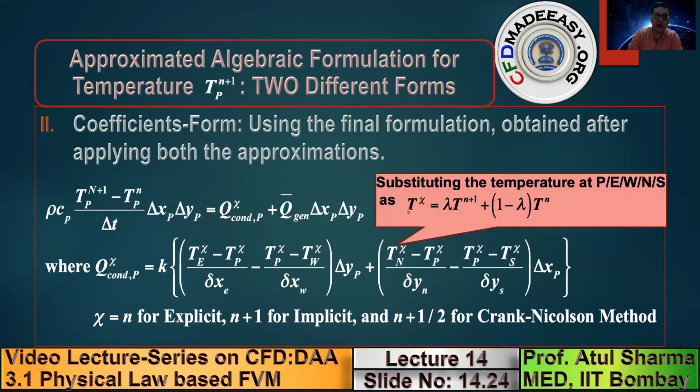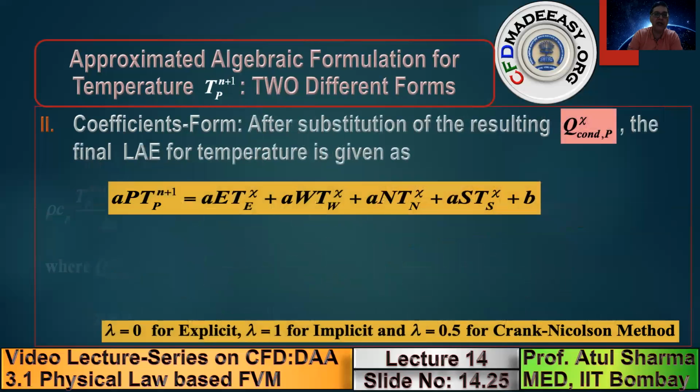So if I substitute all these chi values in terms of lambda, n plus 1 and n, and then substitute this Q conduction here, and then do the algebraic manipulation, the final linear algebraic equation that you obtain is shown here. Note that lambda is equal to 0 for explicit, lambda is equal to 1 for implicit, and lambda is equal to 0.5 for Crank-Nicolson.